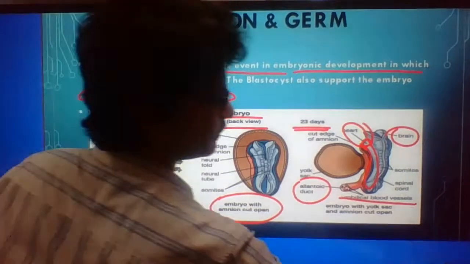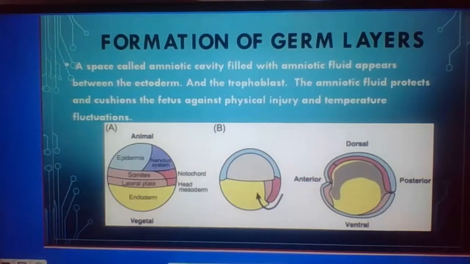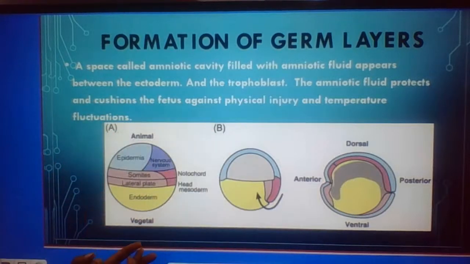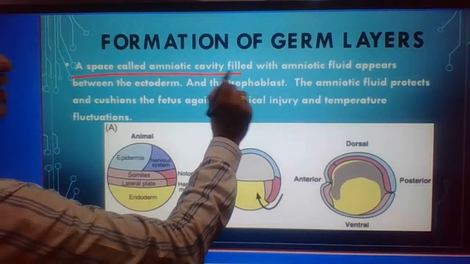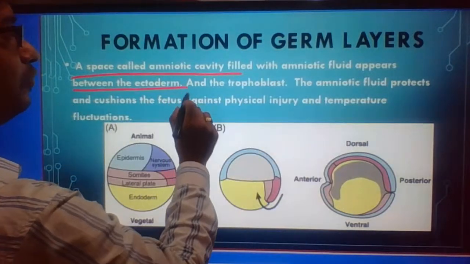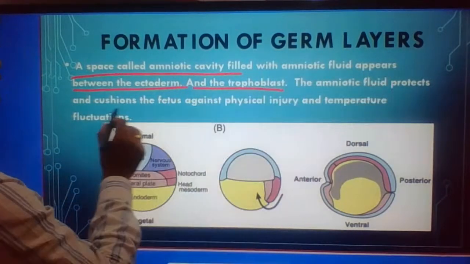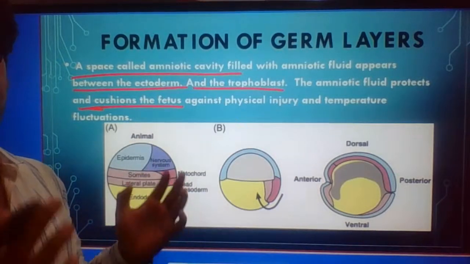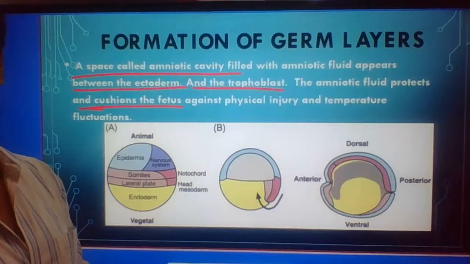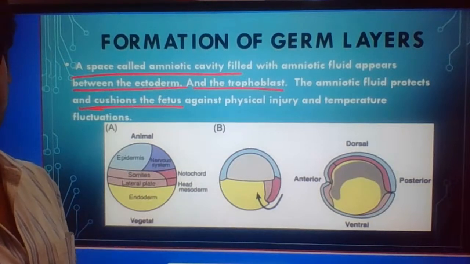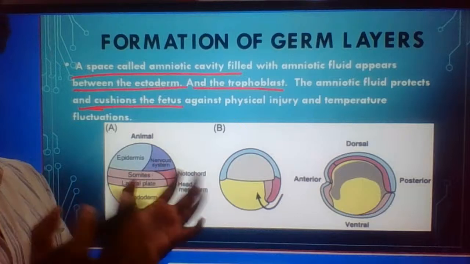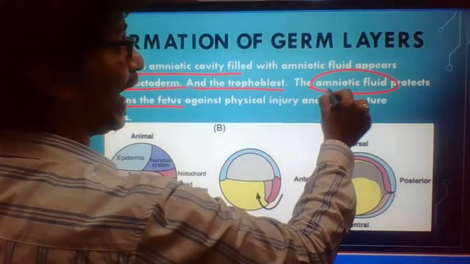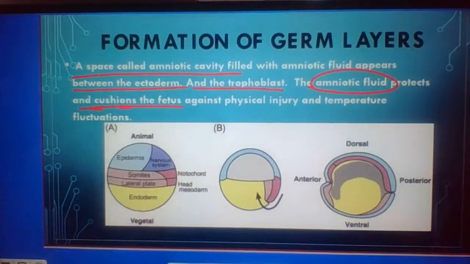Okay, in this case, formation of the germ layers. Now where do the germ layers form from? They are going to form from your inner cell mass. So a space called the amniotic cavity, filled with amniotic fluid, appears between the ectoderm and the trophoblast. The amniotic fluid protects and cushions. The fetus is going to spend over 280 days inside it, so to avoid any friction and for good cushioning and lubrication, it needs a fluid inside. This fluid we call amniotic fluid, which protects and cushions the fetus.